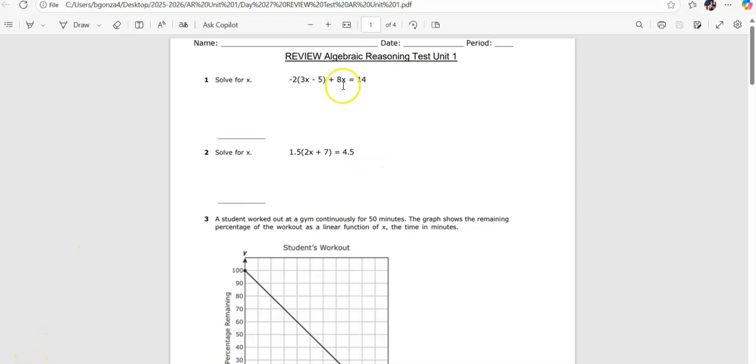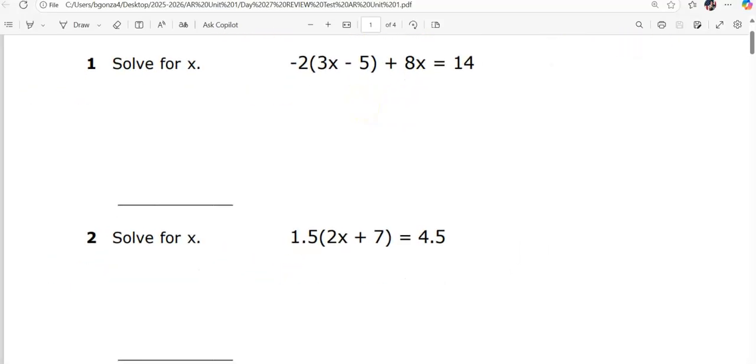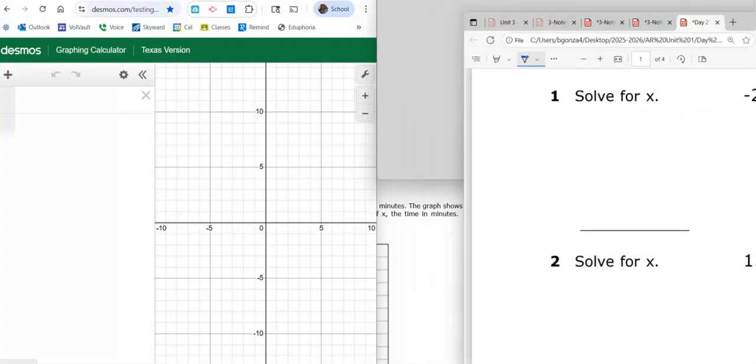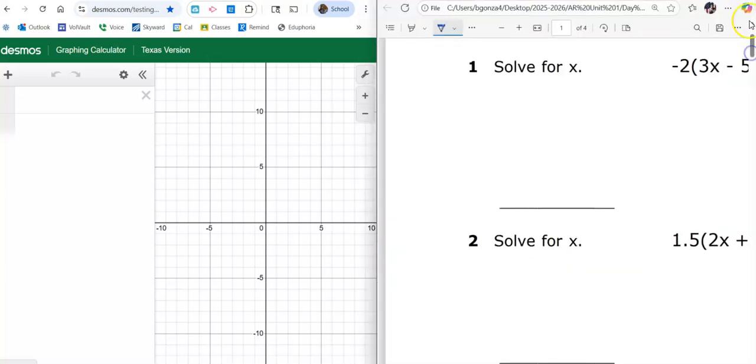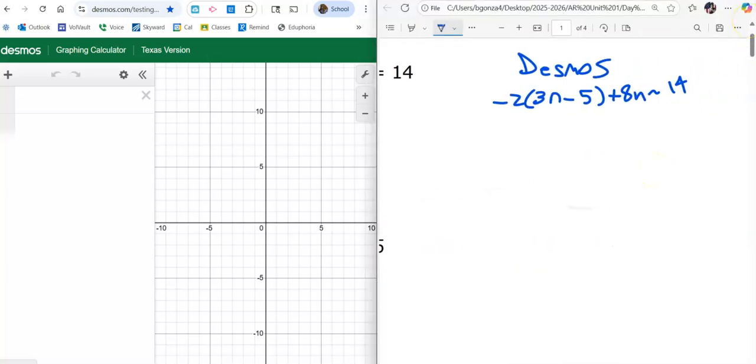Okay, algebraic reasoning. Here's the review. First off, I'm going to show you how to solve this by hand, but you can also type this into Desmos, right? So the Desmos way, you would do -2(3n - 5) + 8n ~ 14. So remember, if you type it in like that, it'll work.